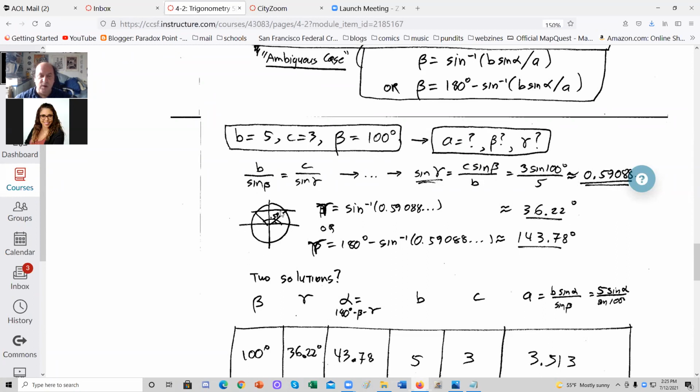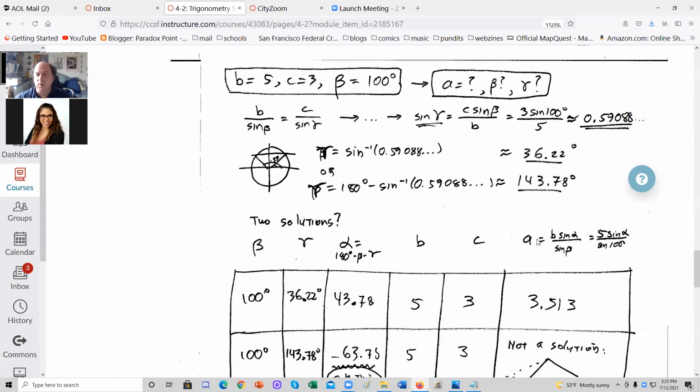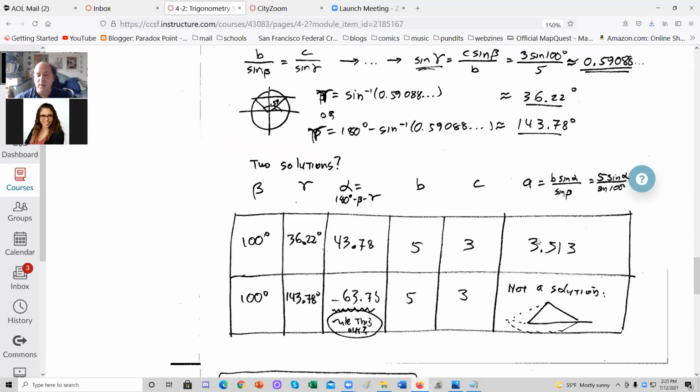Now solve an arc sine problem. Imagine the unit circle. Go up a distance 0.59088. This angle has the correct sine. So does this angle. And this angle and this angle are supplements, 180 minus each other. This angle here is arc sine 0.59088, which is about 36.22 degrees, or gamma is 180 minus this arc sine, which comes out to 143.78 degrees. So there are two solutions. Well, or maybe there are two solutions. So I'm going to draw two tables here just to make sure to accommodate both.